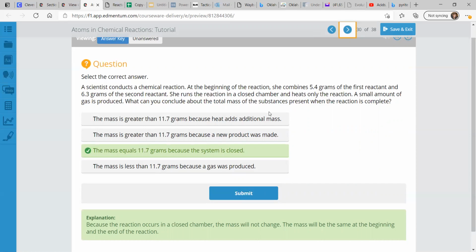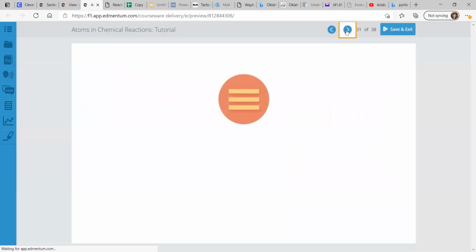The mass equals 11.7. And where did you get that number? You have 5.4 plus 6.3. That gives you 11.7 at the beginning of the reaction. And there is a conservation of mass. So at the end, the mass is the same, 11.7 grams. No adding or subtracting.